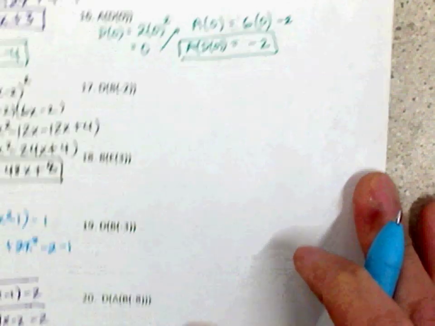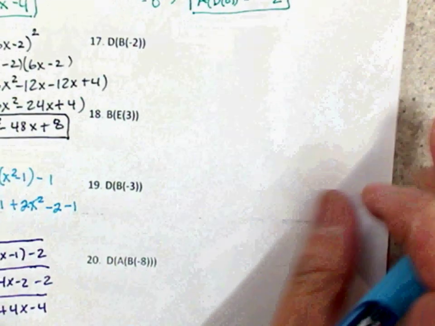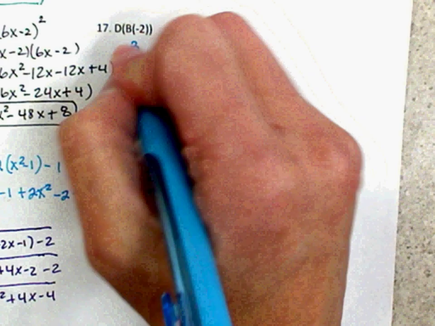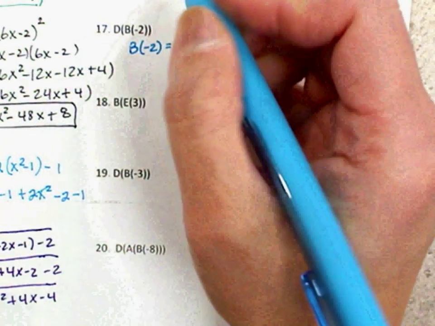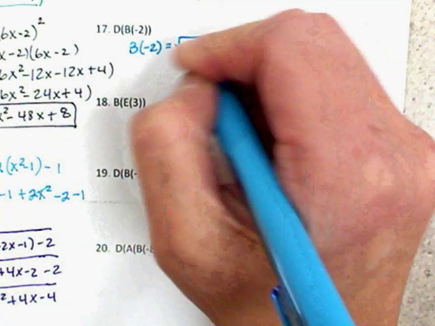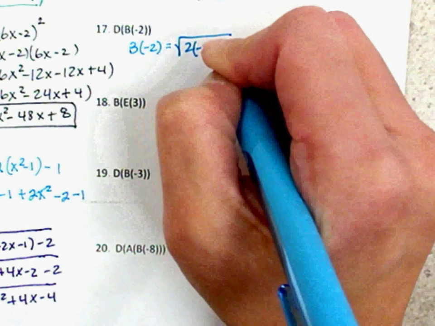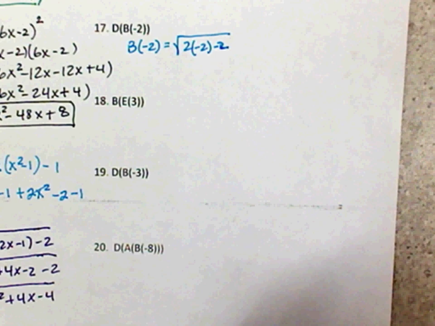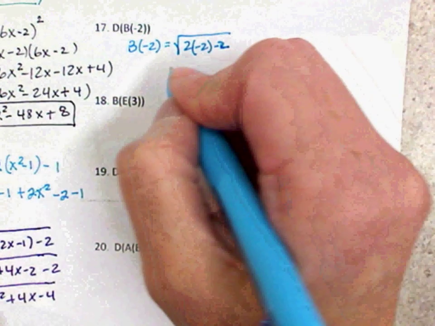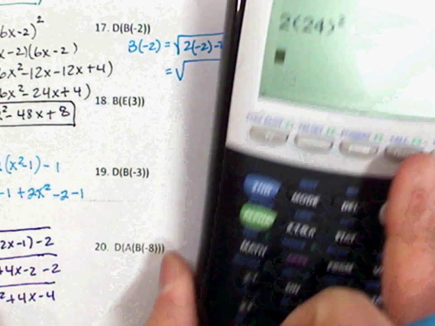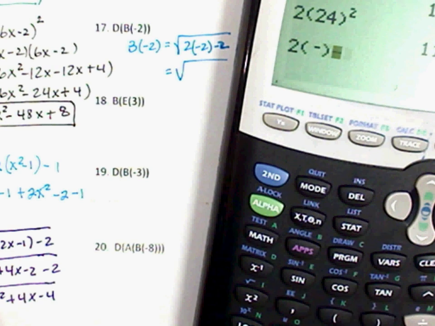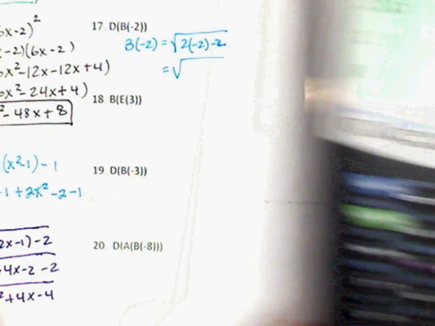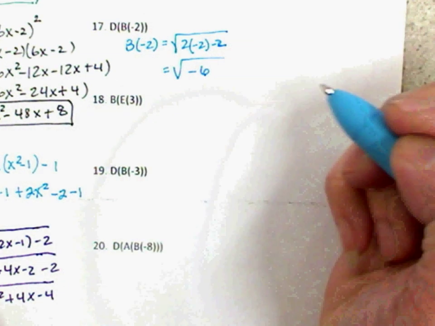Okay. Number 17. So we're going to start off with B first. B of negative 2. So B, you have square root 2 times negative 2 minus 2. Do me a favor. If it's a negative, do not take care of the i first. Do it later. Okay? So this you have 2 parentheses, negative 2 minus 2, minus 2. Right? Comes out to be negative 6. Do not take out that i at this moment.